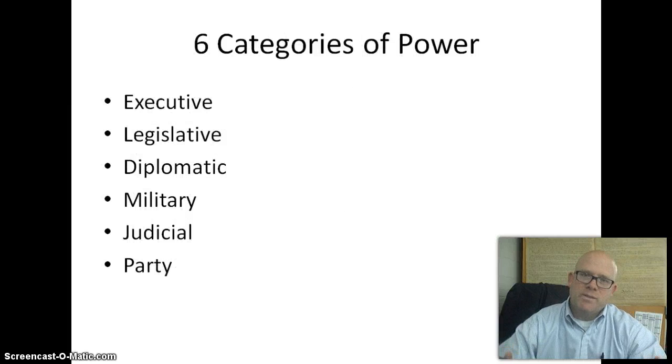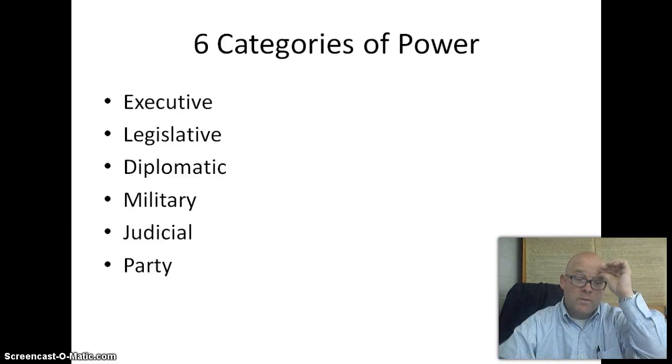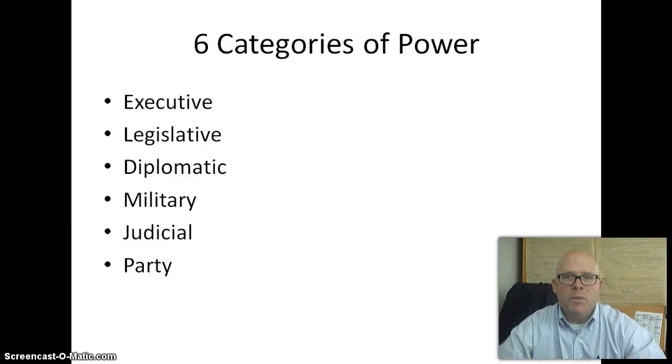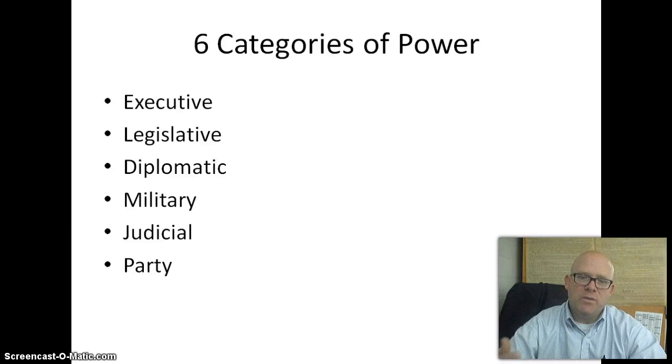All right, we can break the president's power down into 6 basic categories: executive power, legislative power, diplomatic power, military power, judicial power, and party power. Sometimes you'll see these categorized as presidential roles, the different hats they wear, the different jobs. So you can see they have a wide range of areas where their power is used or can be applied.